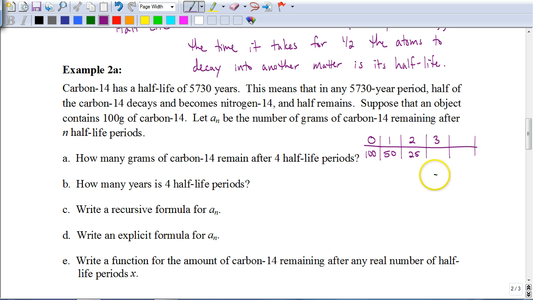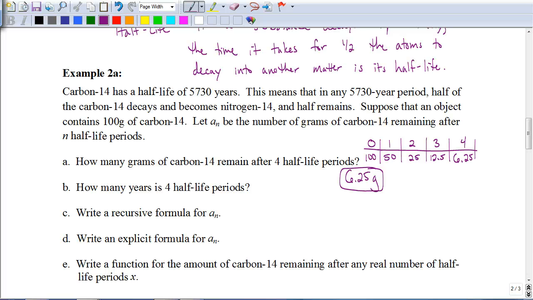After the third half-life, it'd be down to half of 25, which is 12.5. After the fourth half-life, and this is what we're looking for, it'd be down to 6.25 grams. So after 4 half-life periods, it'd be down to 6.25 grams. So now in part B, it asks how many years is 4 half-life periods?